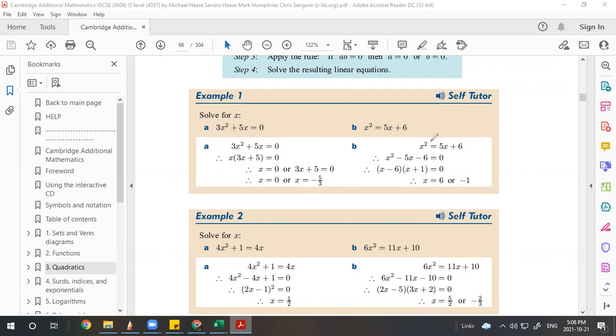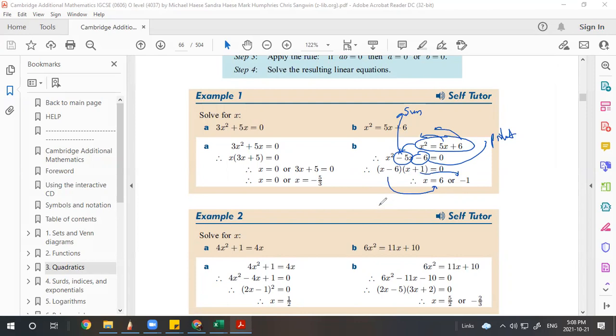Okay, this equation needs to be put on one side. So in this question, they put everything on the left hand side: x squared minus 5x minus 6, and you just do the sum and product formula. This will be the sum: what plus what equals negative 5. This will be the product: what times what equals negative 6. So the answer will be negative 6 and plus 1. So the x will be 6 or negative 1.